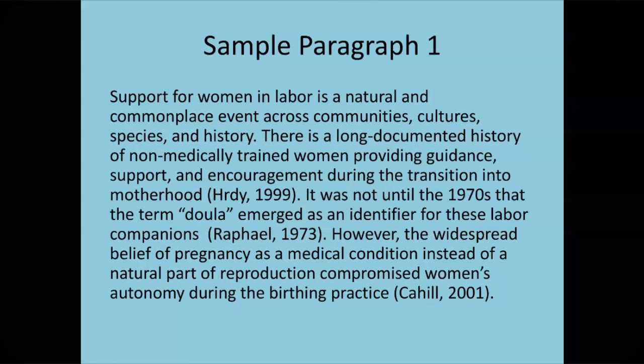The first sentence is a topic sentence, right? Support for women in labor is a natural and commonplace event across communities, cultures, species, and history. I'm like, ooh, that sounds interesting. I wonder how this author can make this claim. Well, they can make the claim because in the next 3 sentences, they have 3 sources that support it and provide some more information. So the next sentence, there is a long documented history of non-medically trained women, blah, blah, blah. Here comes the first source. Next sentence, it wasn't until the 1970s, blah, blah, blah, blah, Raphael, 1973. However, and so on, Cahill, 2001.